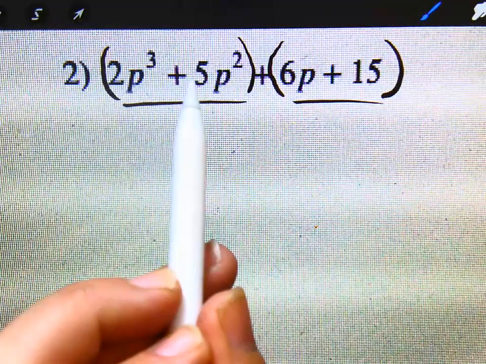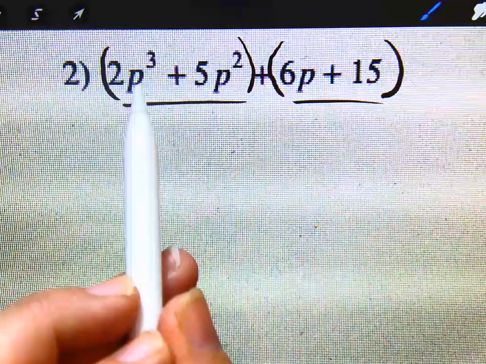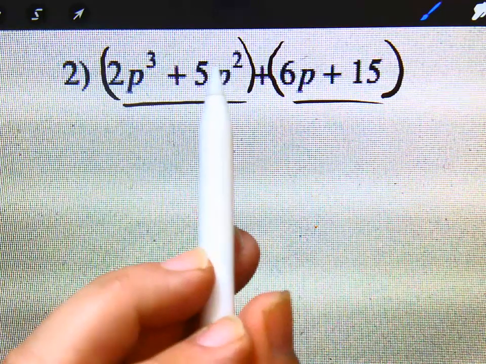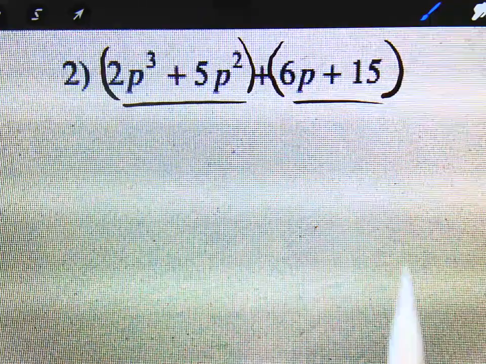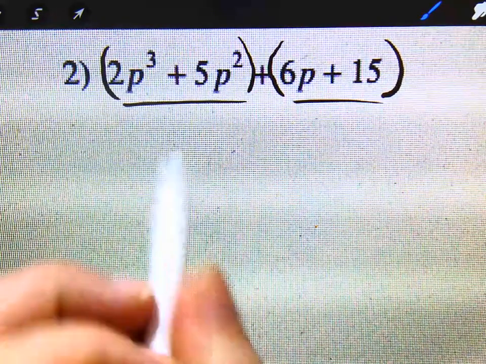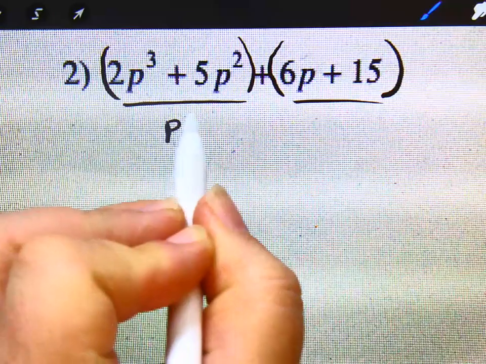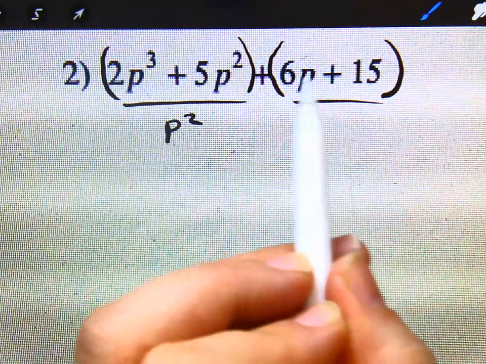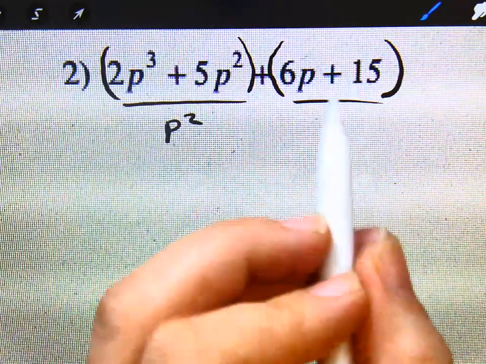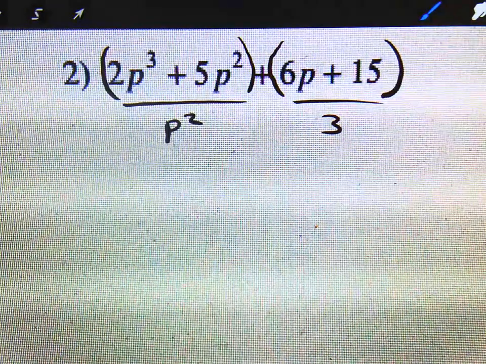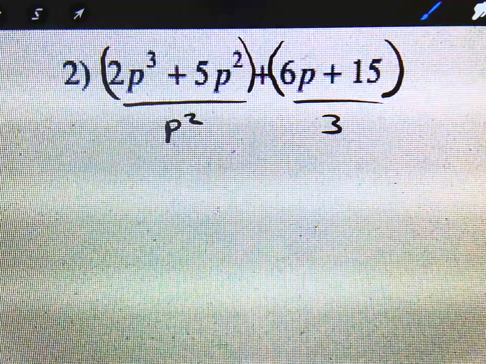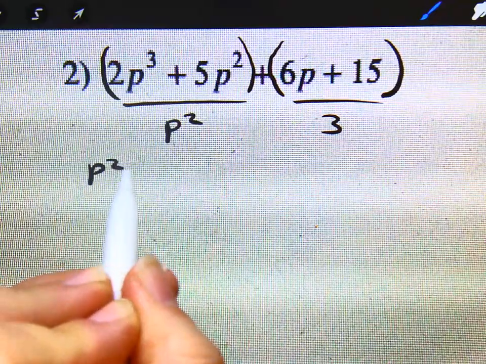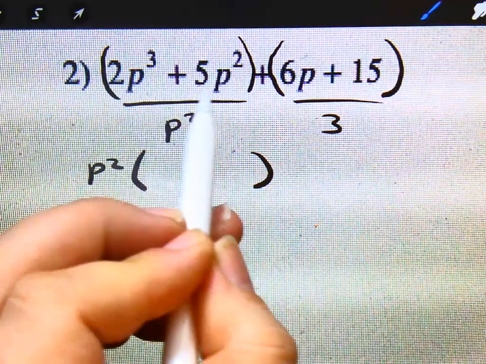So 2 and 5 don't have a common factor, but p to the third and p to the second do. We'll always go with the lowest exponent as your greatest common factor for variables. So we're going to divide both of these by p to the second. Over here, there's not a common variable, but we do have 6 and 15, which are both factorable by 3. We can simplify out a 3. So we are going to put down p squared as what we are factoring out.